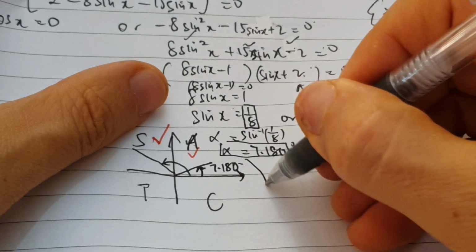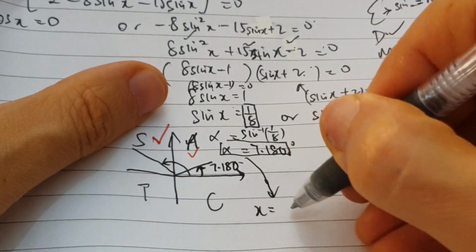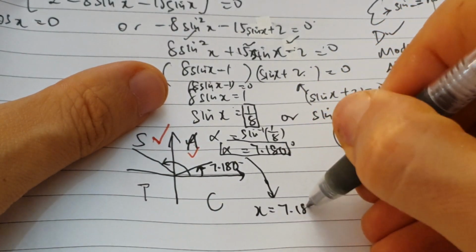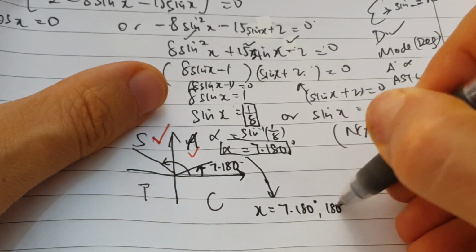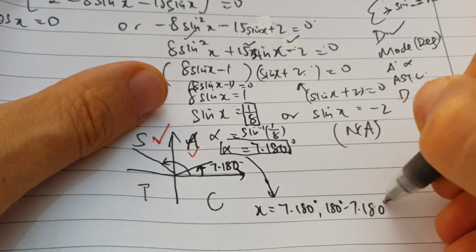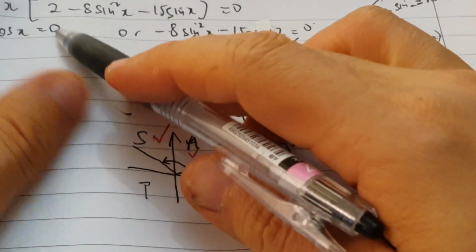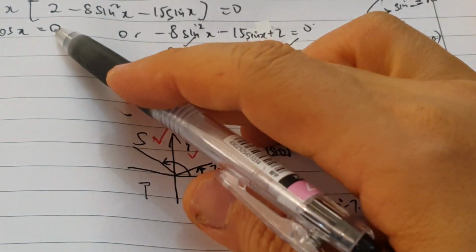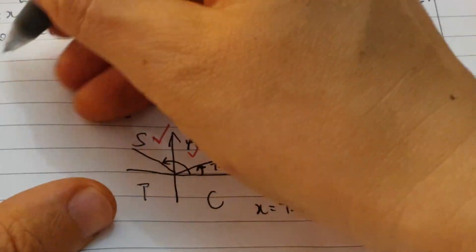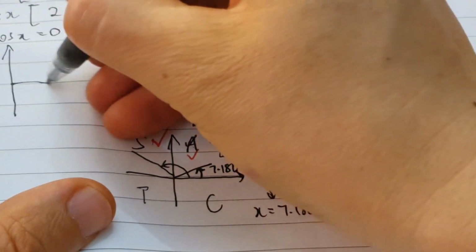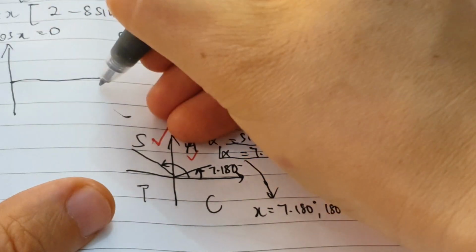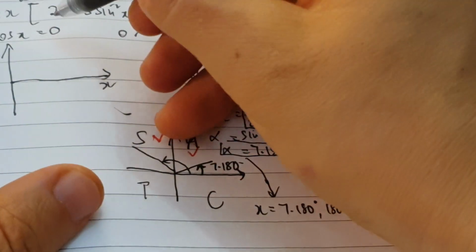So I continue here, not enough space. X equals 7.180 or 180 minus 7.180. Or this one reject, right? So you go to here. Now this one, I would really recommend you use a graph to help you instead, so that you're at the same time revising your graph and you won't forget.